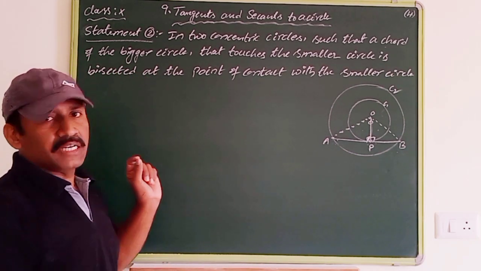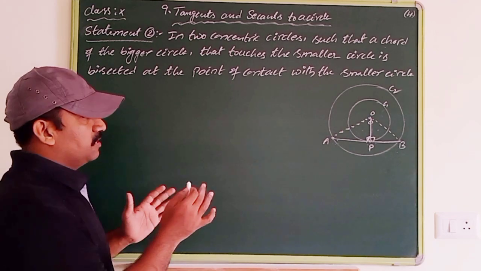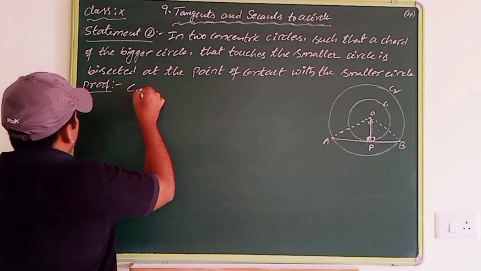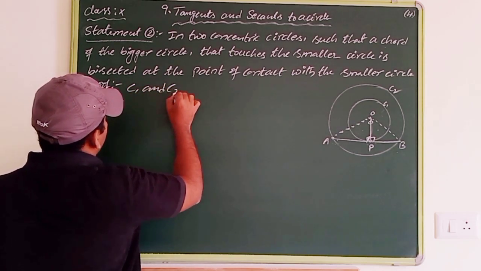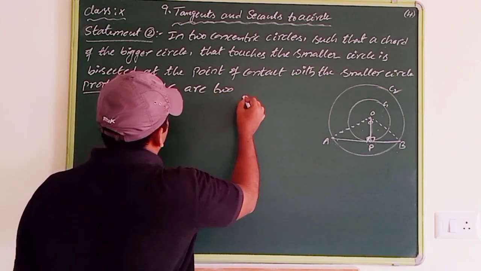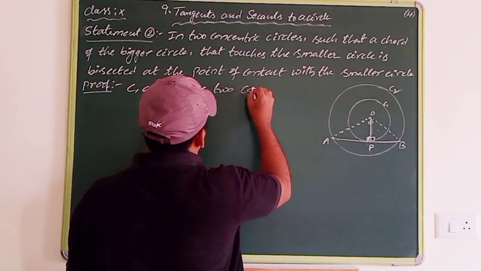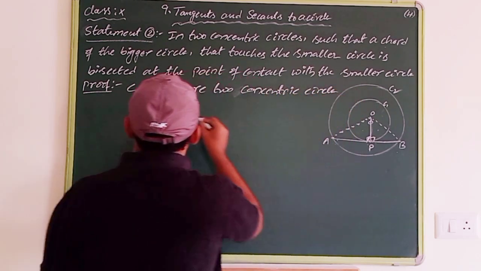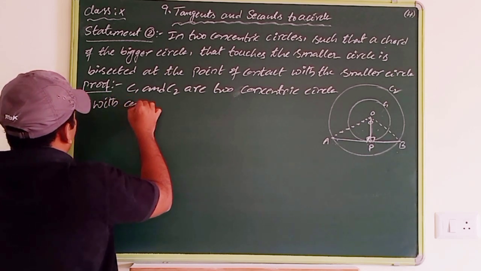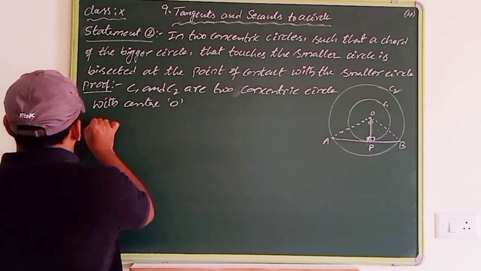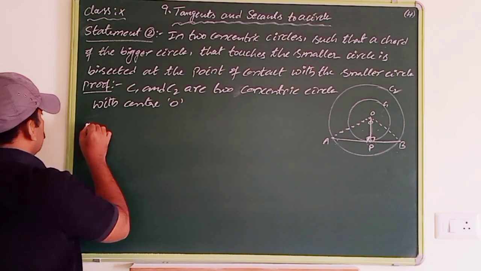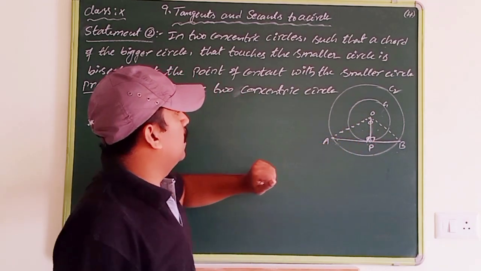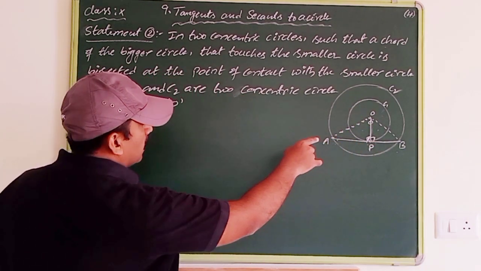Now step by step we can follow. Remember, it is not a theorem, so there is no need to write given, RTP and so on. This is only a statement. So how can we do it? Write down: C1 and C2 are two concentric circles with center O. These are the two concentric circles, and O is the center of the circle. Now join.